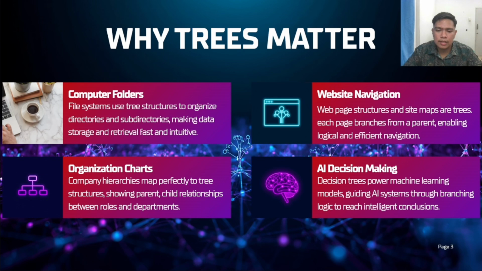Finally, tree structures play an important role in artificial intelligence and machine learning. Decision trees help AI systems evaluate different options and make decisions based on branching paths. This example shows why tree structures are fundamental in both mathematics and modern computing.